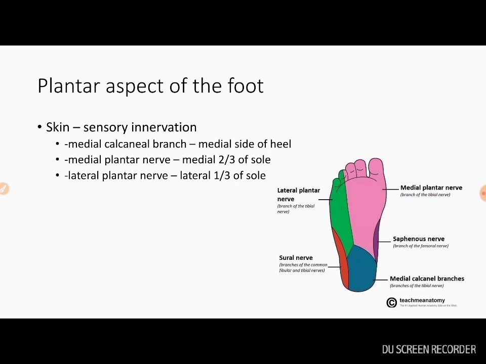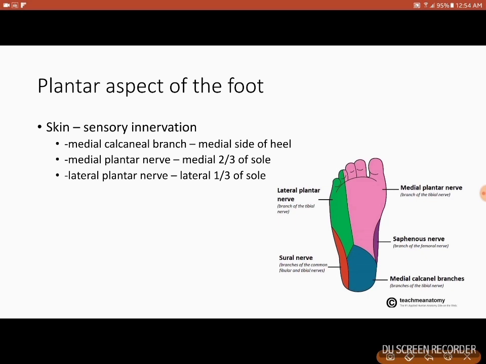Let's go now to the sensory innervation. Basically, the main nerve supply of the skin on the plantar aspect of the foot. All of the nerves that supply the skin of the plantar aspect of the foot come from the tibial nerve.